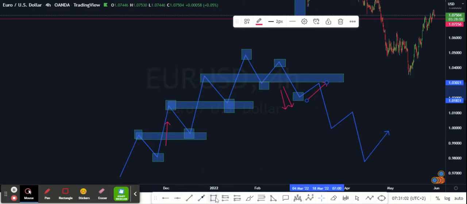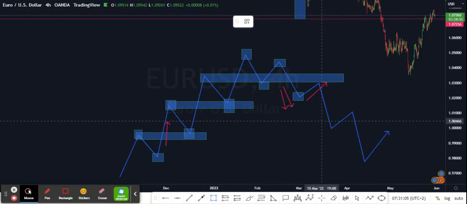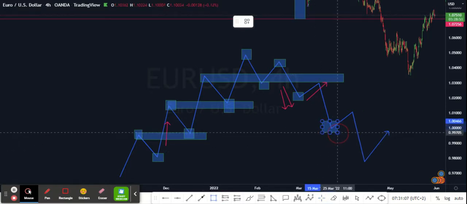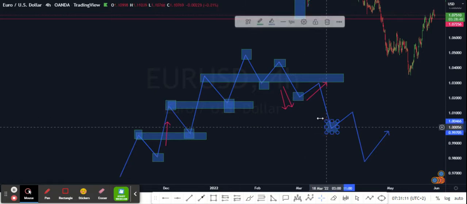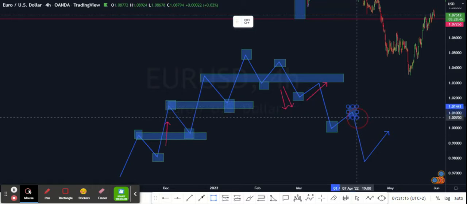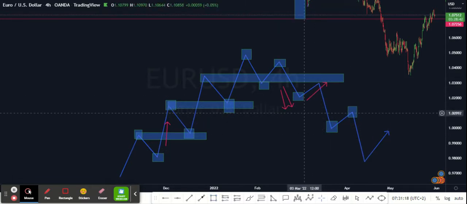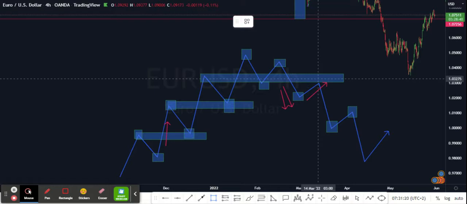Because from there, you can see that a new low was formed, which is a lower low compared to the previous one. And then when a new high is formed, it is still lower than the previous high right here.